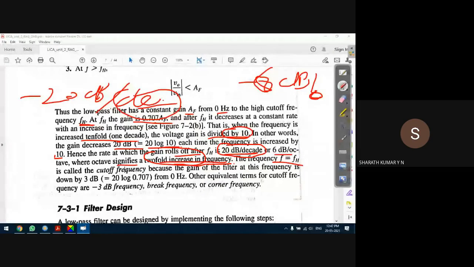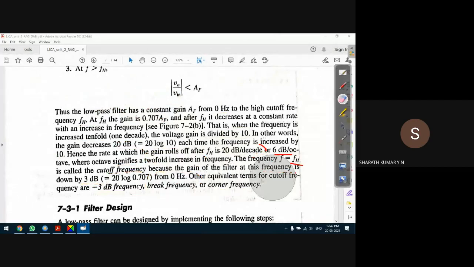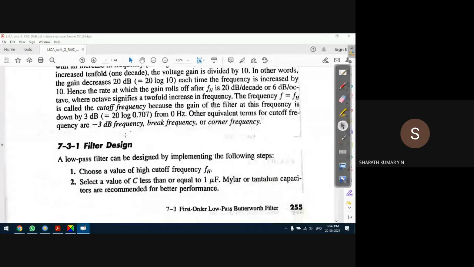So at f equal to fh, it is called the cutoff frequency, also the higher cutoff frequency, because the gain of the filter at this frequency is down by 3 dB, that is minus 3 dB, which is 20 log 0.707 from 0 hertz. Other equivalent terms for the cutoff frequency are the minus 3 dB frequency, break frequency or corner frequency. Some authors refer to it by different names, but all of that corresponds to the same thing.